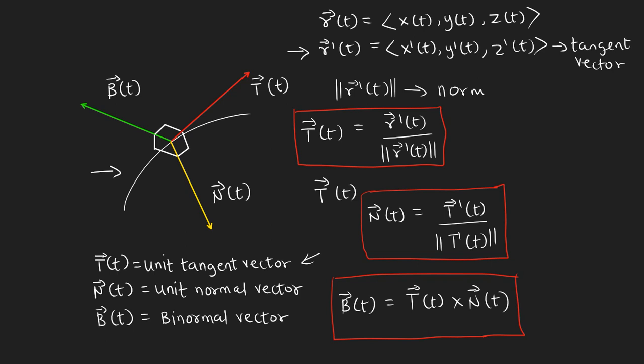First of all, you'll be given the vector function, and then you differentiate it. Then you find the norm of the derivative. From there, you find the unit tangent vector using this expression. After finding the unit tangent vector, you find the unit normal vector. To do this, you differentiate the unit tangent vector and divide it by its magnitude. Then you take the cross product of the unit tangent vector and the unit normal vector to get the binormal vector.